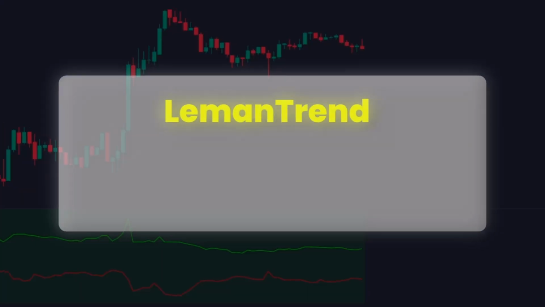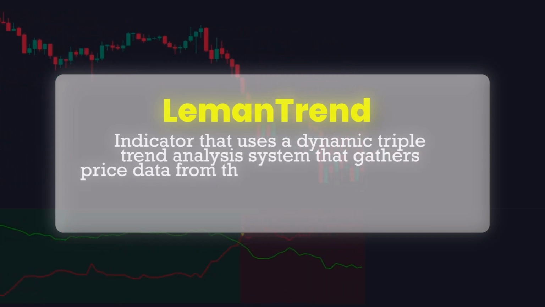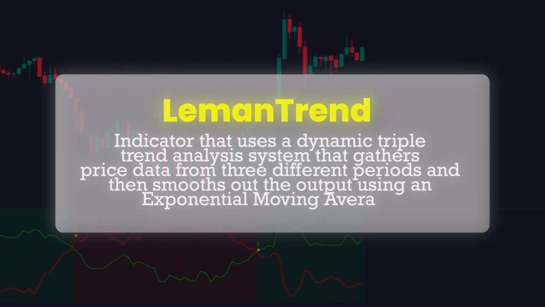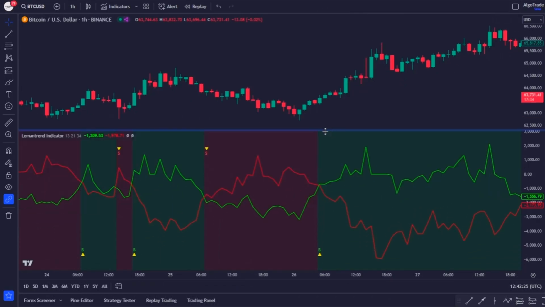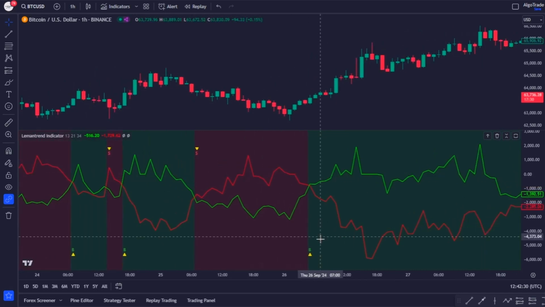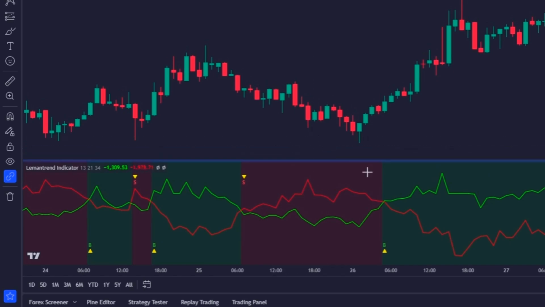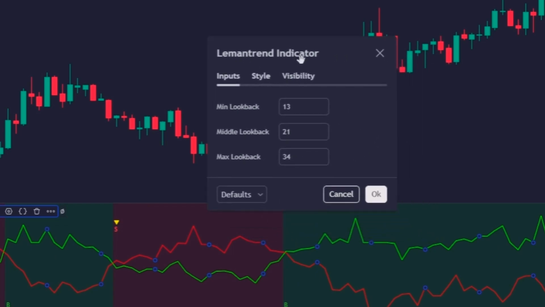By definition, the Leman Trend is an indicator that uses a dynamic triple trend analysis system that gathers price data from three different periods and then smooths out the output using an exponential moving average. With my version, this indicator is displayed as a histogram and it's very intuitive to use, because the buy and sell signals are displayed on your chart and the background colors change according to the trend. By default, it uses these lookback settings 13, 21 and 34 as published on the blog.